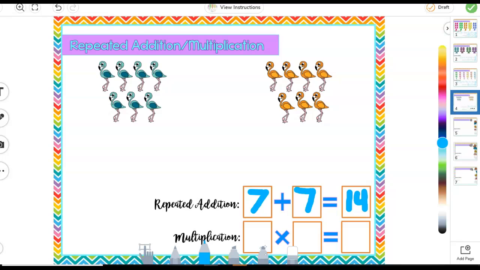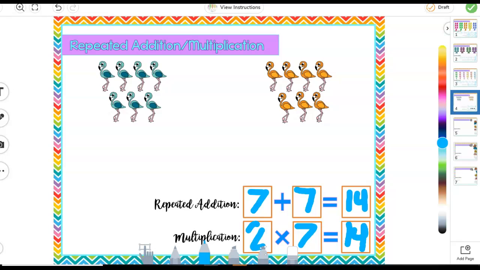Okay, for multiplication, how many groups are there? 2 groups. Good. Of what? 2 groups of 7. What would our product be? Okay, good job. 2 groups of 7 equals 14.